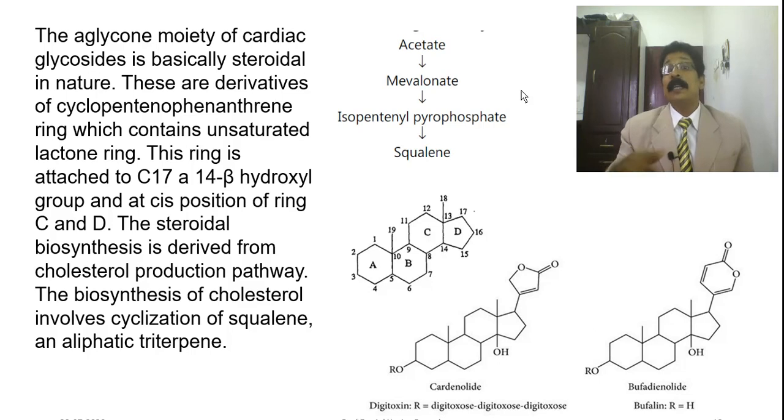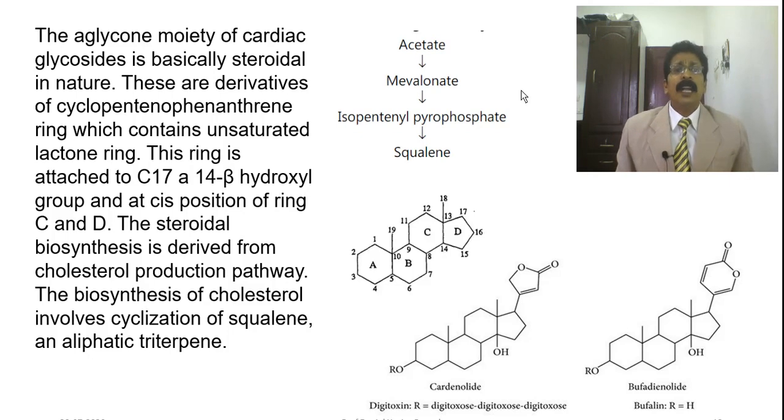And now this is a repetition slide. Already we have discussed cardiac glycoside, and the same thing I am coming to here. The aglycone moiety of cardiac glycoside is basically steroid in nature, and these are derivatives of cyclopentanoperhydrophenanthrene ring, which contains an unsaturated lactone ring. This ring is attached at C17, with a 14 beta hydroxyl group and a cis position of the rings C and D. That is why we have written the basic structure also in between C and D.